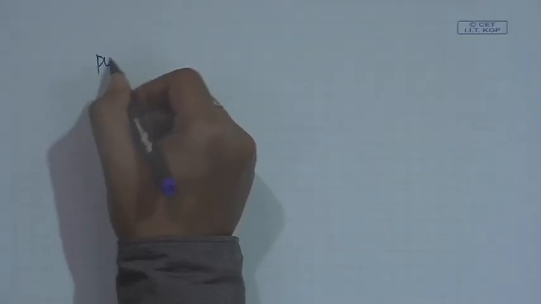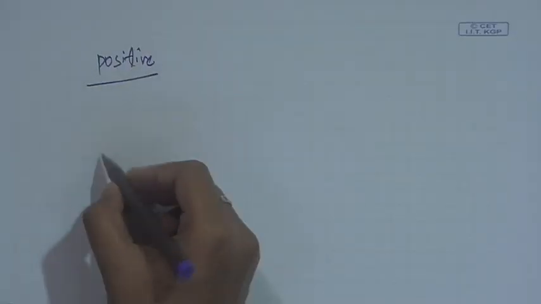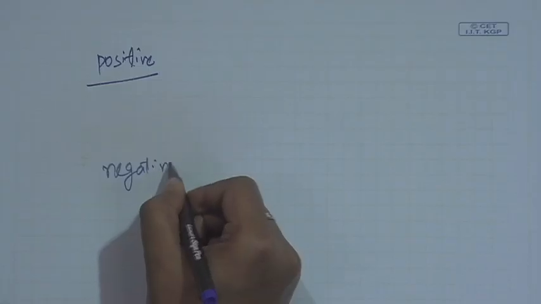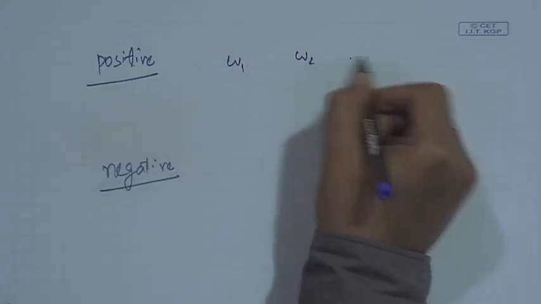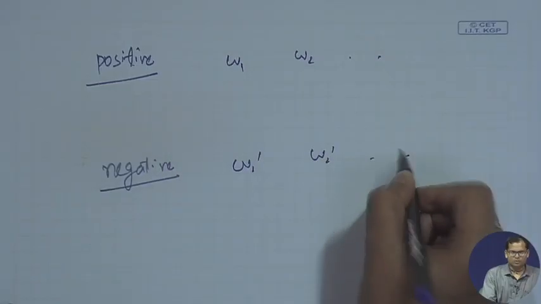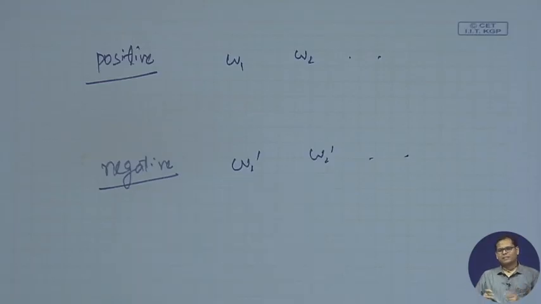We cannot find out the polarity of an individual word by this method. But if I know the polarity of a single word, I might be able to infer the same for other words if they occur with connectives like and or but. So what should I start with? I might start with some list of positive words and some list of negative words, positive and negative sentiment words. I take some W1, W2, and so on, W1 prime, W2 prime, and so on. This might be a very simple list that you have created manually.